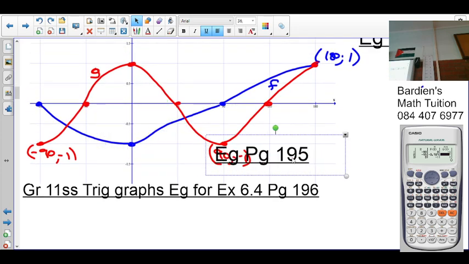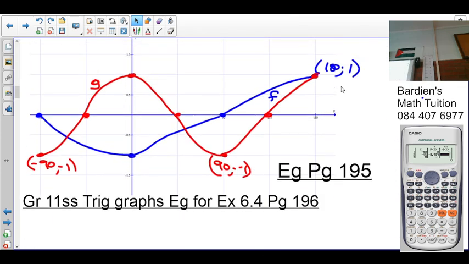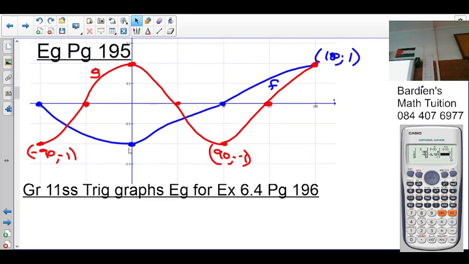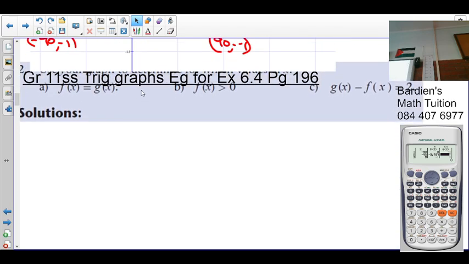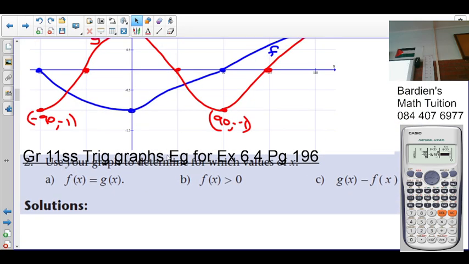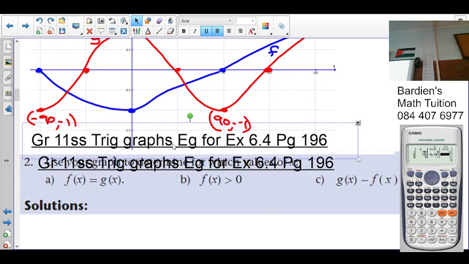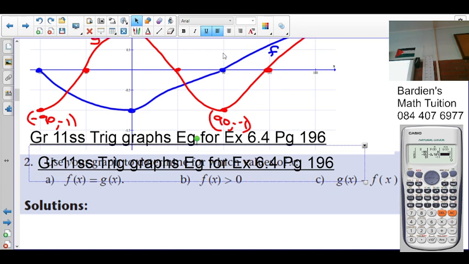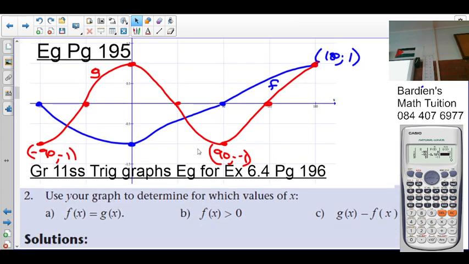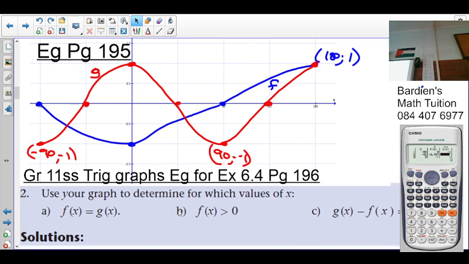Okay, so let's look at the questions that follow. So the first question says, use your graph to determine which value of x is f of x equal to g of x.